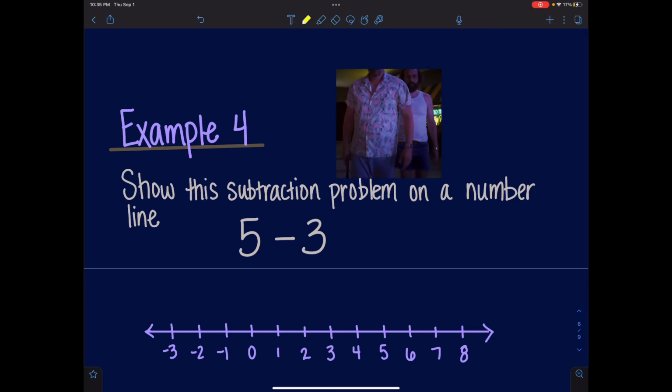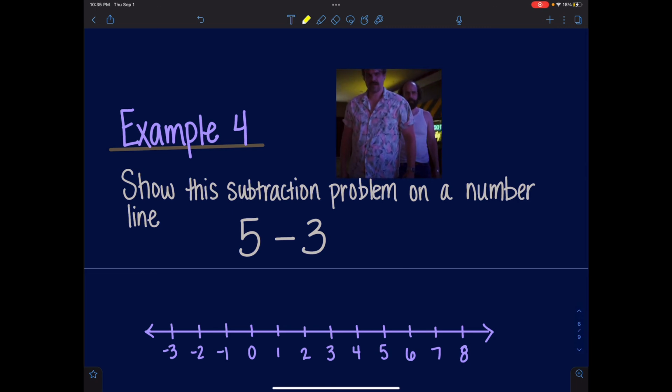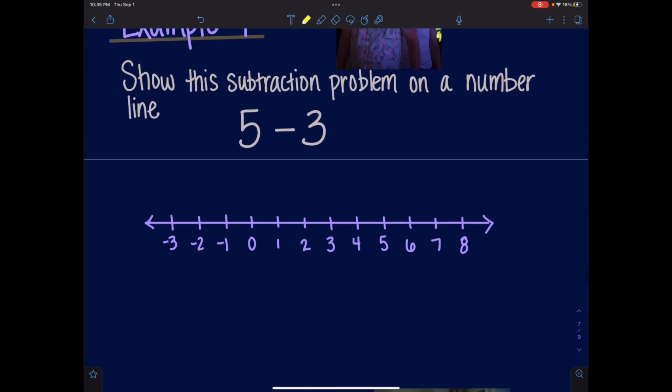It's going to be a little bit more intense, just like that little GIF there, which is show this subtraction problem on a number line. So subtraction is just a little bit trickier. Here's what we're going to do. We are going to start at 0 again. So start at 0. And the first number is basically a +5. So I want to go 5 to the right. 1, 2, 3, 4, 5. Boom. There. And so that is 5. Now I'm at 5. Okay, easy peasy.